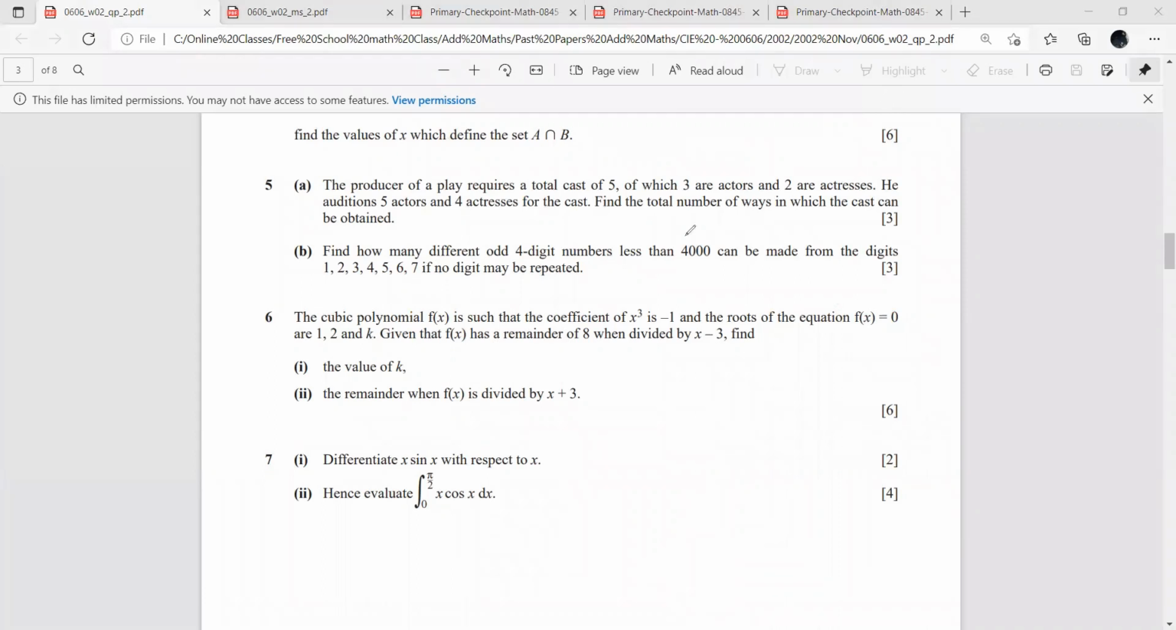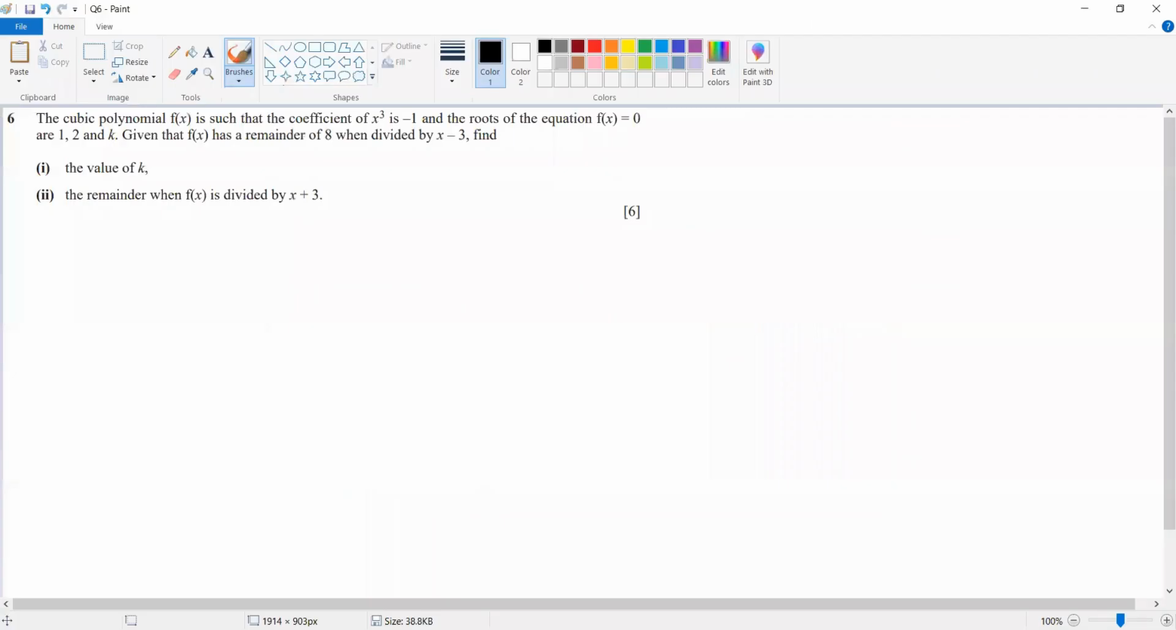Let's begin with question number 6 from this paper. So let's change it to whiteboard, please. Okay, let's think about it. So the cubic polynomial, you should be able to see the Q6 here.